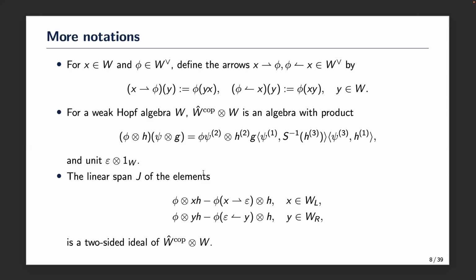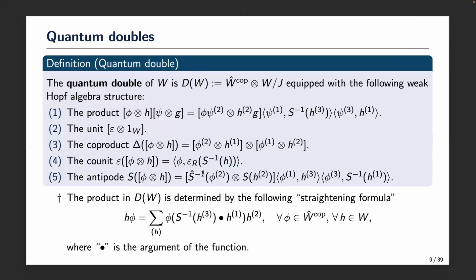But first of all, we will form an algebra W check tensor W. This is an algebra with the product given as the following. Note that we have omitted the summation symbol here. And also, the coproduct of this sign is taken inside W check instead of W cop or W check cop. And it has the unit given by tensoring the respective units in these two factors. And we can form a linear span J by those two elements. This linear span is a two-sided ideal of this algebra. So the quantum double is formed by the quotient algebra by this J.